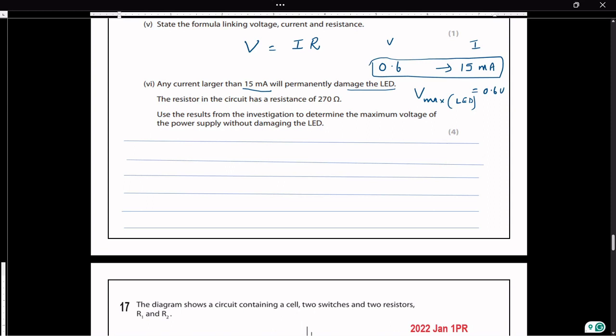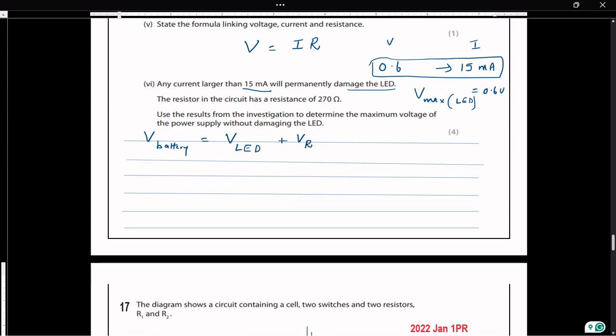Now determine the maximum voltage of the power supply. Since these are connected in series, the battery voltage, or the power supply voltage, let me write it as V battery, is shared among the LED and the fixed resistor. So battery voltage is a sum of these two.